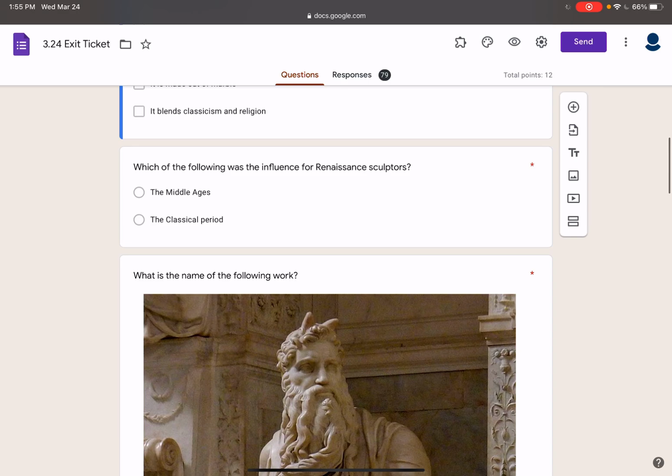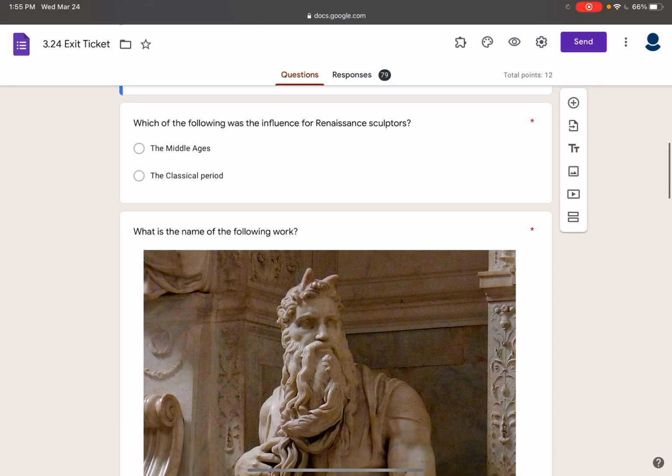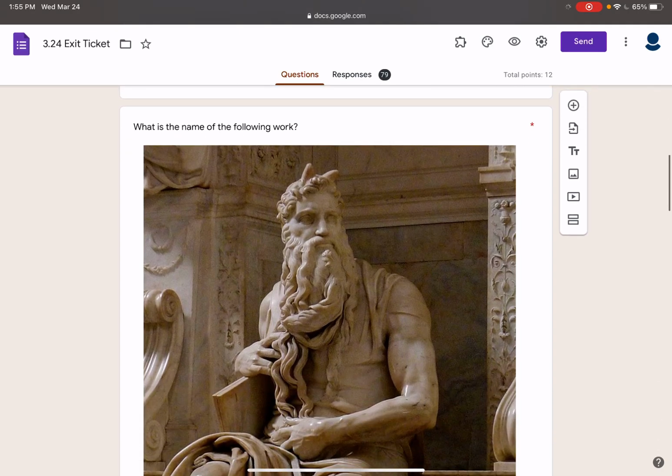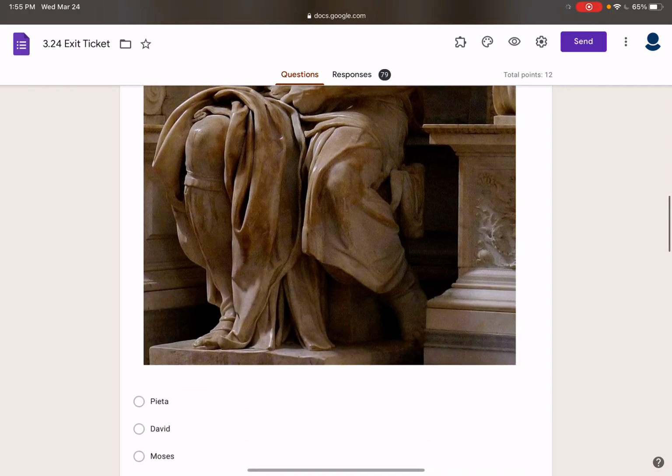Which of the following was the influence of Renaissance sculptures? The answer to that is the classical period, right? If you look at a Renaissance sculpture, it looks like a classical sculpture from Greece or ancient Rome. This is the Moses.